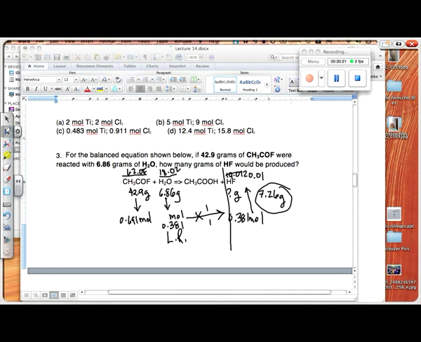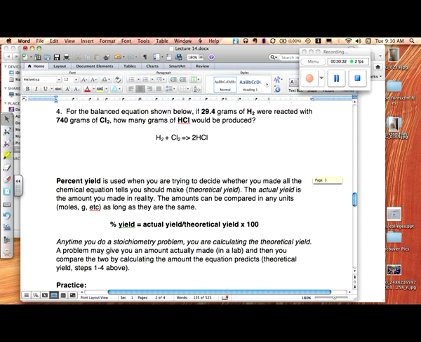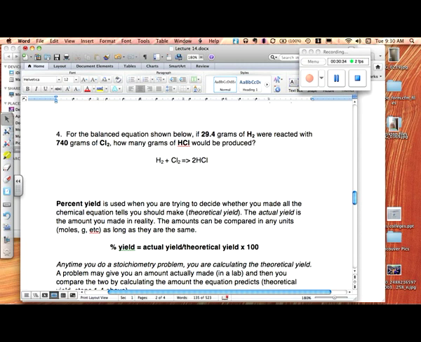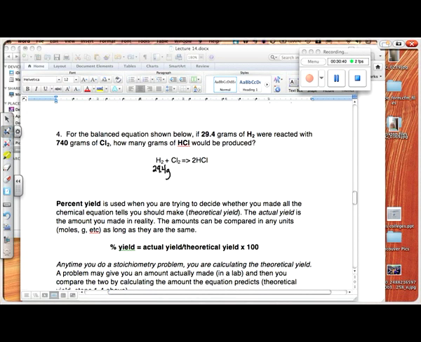We only have one thing to add to today's lecture, and that is percent yield. One more problem before we get into percentage yield. Okay, so 29.4 grams of hydrogen were reacted with 740 grams of chlorine. How many grams of HCl will be produced?